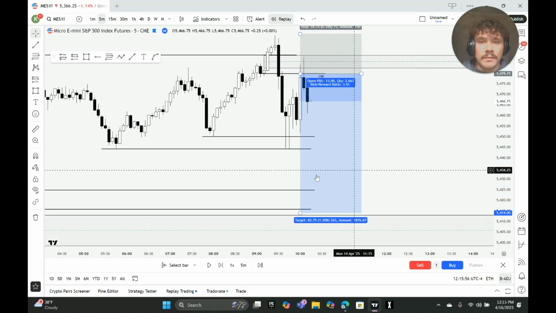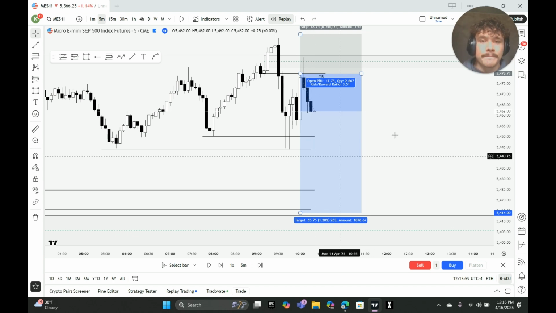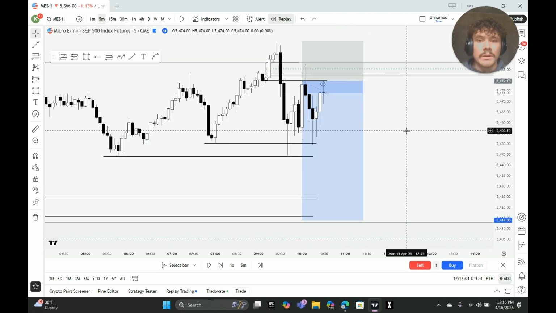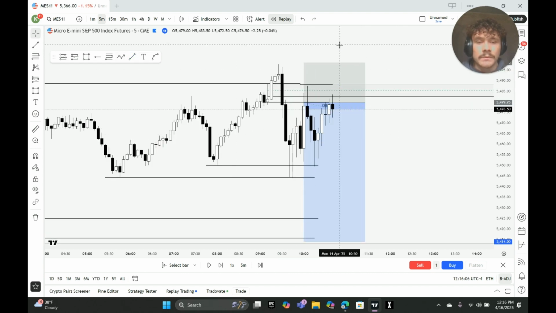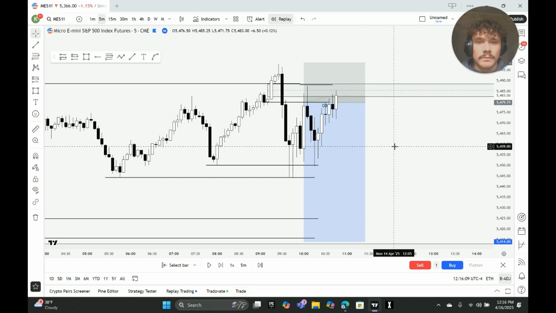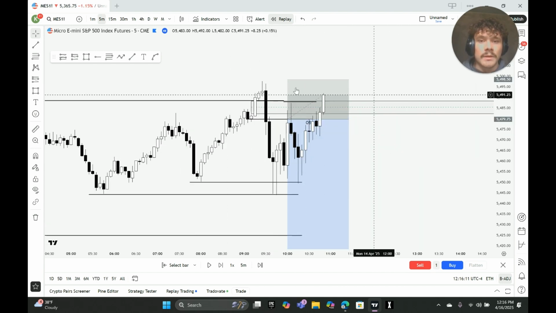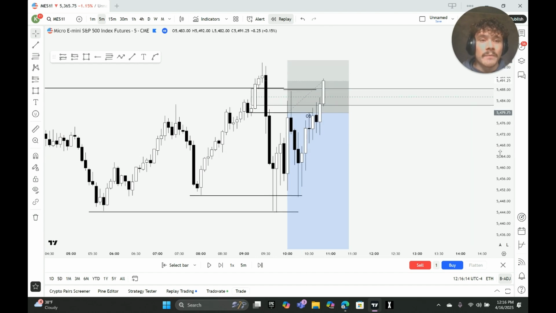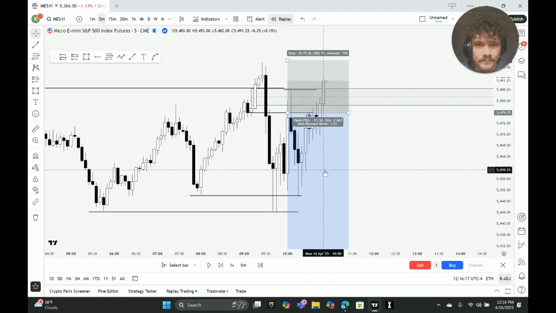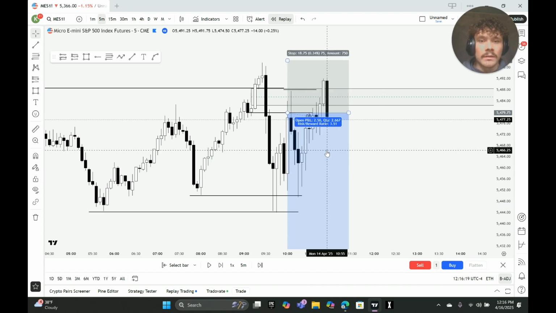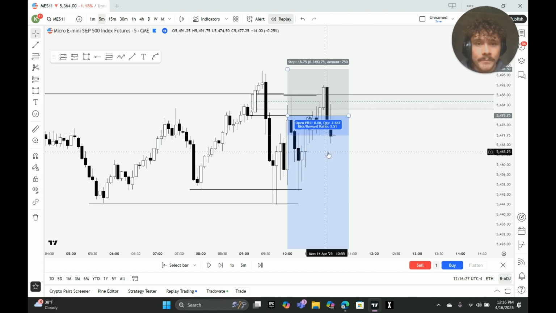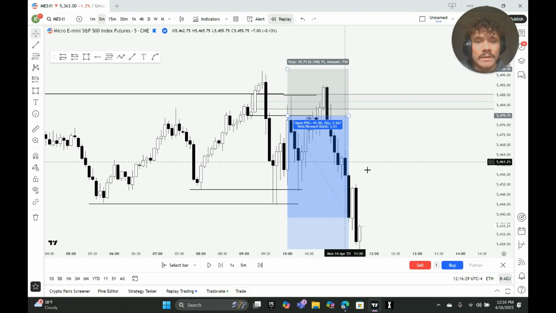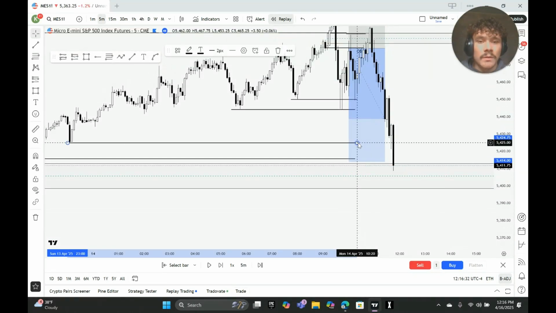And we get a nice extension down and end up retracing and taking this internal high. So here we take this internal high. Here I'm focused on managing risk. I end up getting out of one contract, so like 20%, right around break even, just reducing my risk. But from here, we dump immediately to our full take profits.